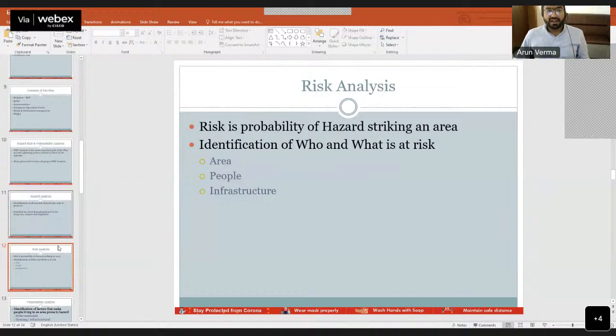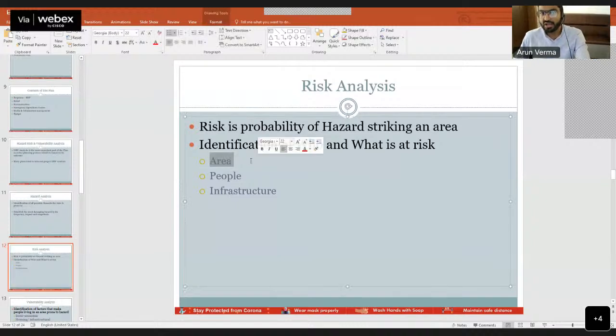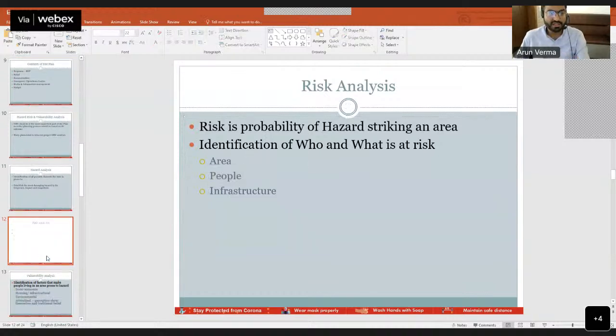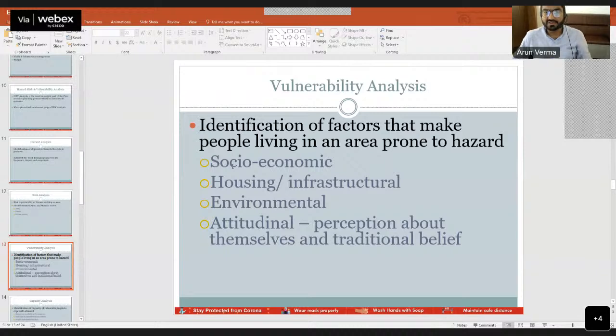Another thing, risk profile. I already discussed with you what is HRVC, so I'm not going into it again. Risk is the probability of striking, identification of who and what area. Risk kahan pe hoga, risk ek area mein hoga. Risk kisko hoga, risk people ko hoga and infrastructure ko hoga. And vulnerability analysis, I already covered that there are four types of vulnerability: socio-economic, physical and environmental vulnerability. So these are the types of vulnerability.